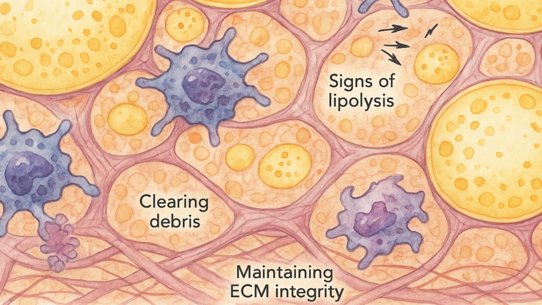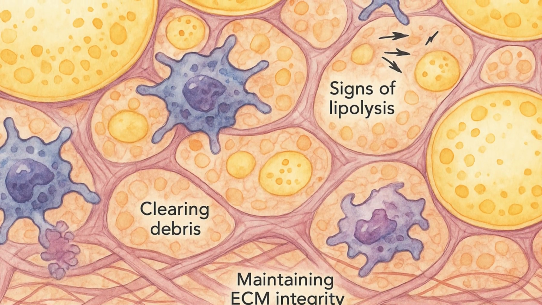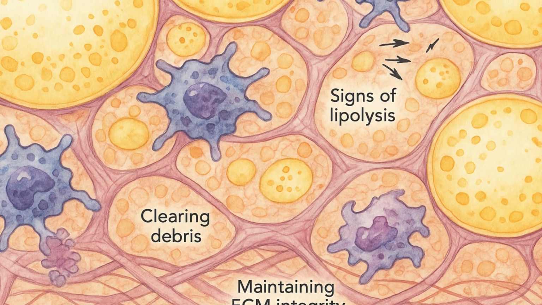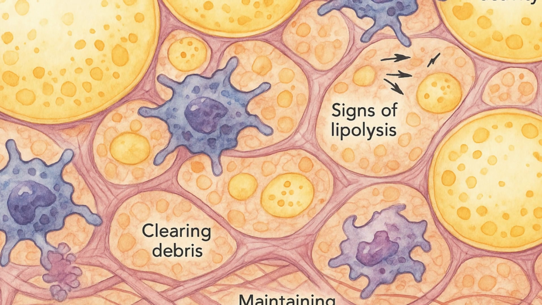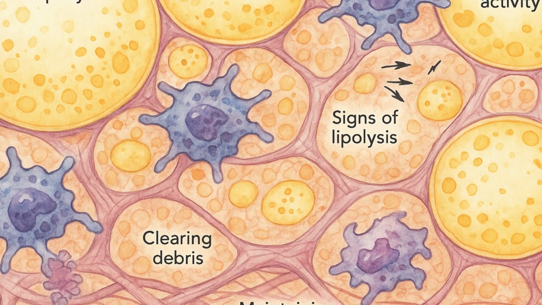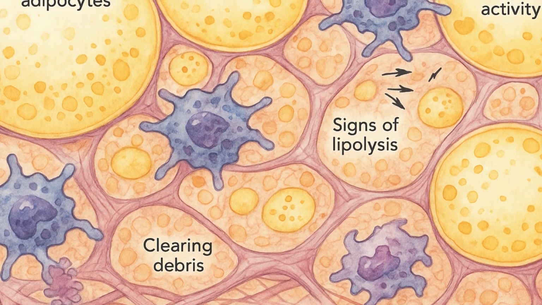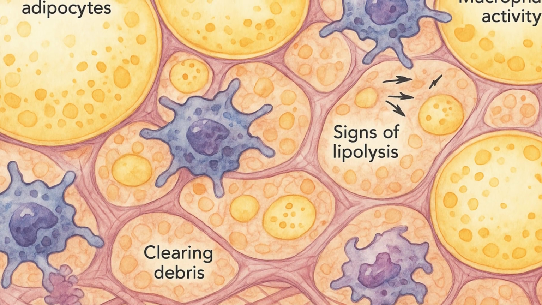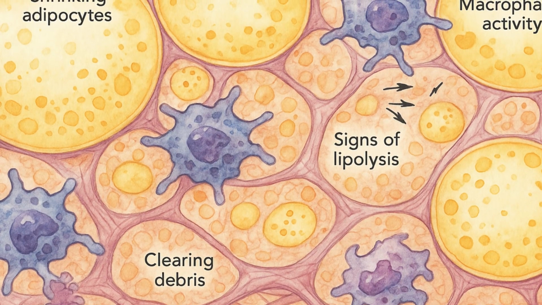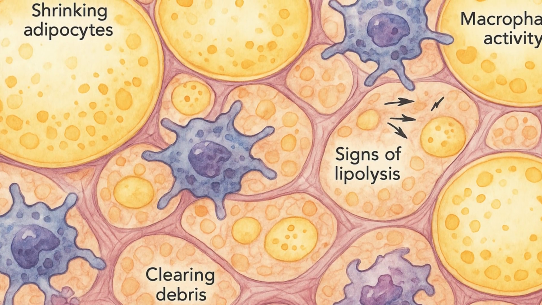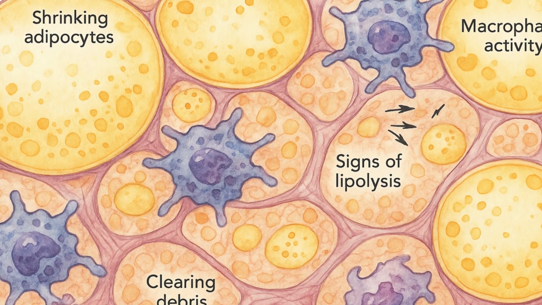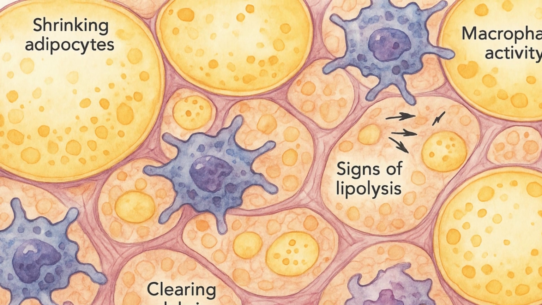Moreover, this process is metabolically supportive. By clearing lipid-laden remnants, macrophages help recycle fatty acids and maintain local lipid homeostasis, preventing lipid spillover into surrounding tissue. In pathological states such as obesity, this clearance system becomes strained. The rate of adipocyte death can exceed the capacity of resident phagocytes to keep up, leading to the accumulation of cell corpses and lipotoxic debris.